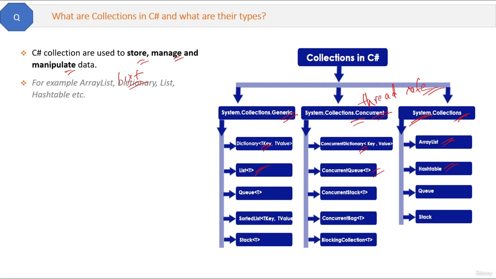But if you know normal collections, then here we have the third category, which is generic collections. They are nothing else: List is the generic version of ArrayList, and Dictionary is the generic version of hash table. So basically, if you know generics and collections, then generic collections are very easy for you.